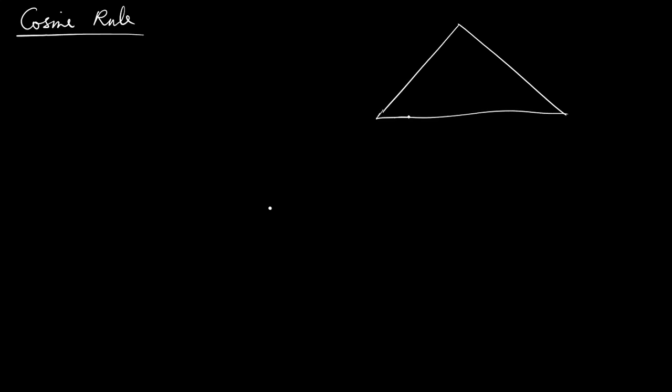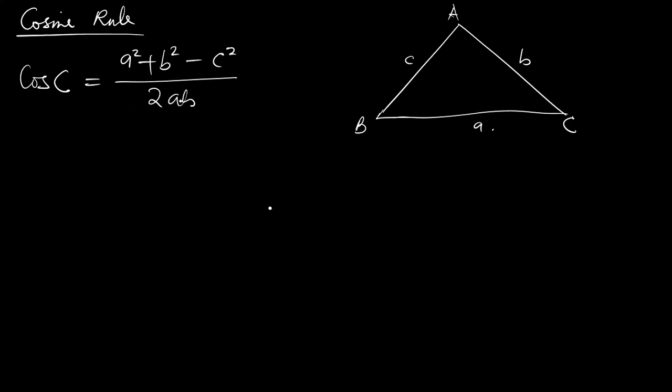Now to find angle C, we're going to use the cosine rule. Let's say you have a diagram of this triangle like this. This is A, this is your B, this is your C, with small letter c, small letter b, small letter a opposite them. Now the cosine of C will be A squared plus B squared minus C squared divided by 2AB.